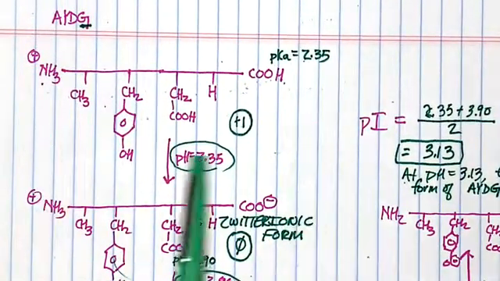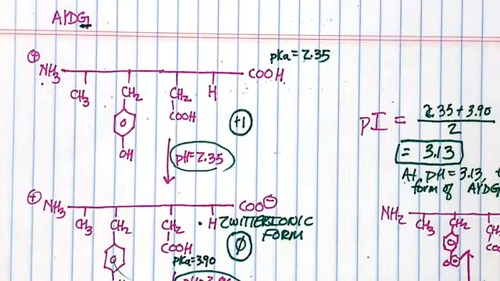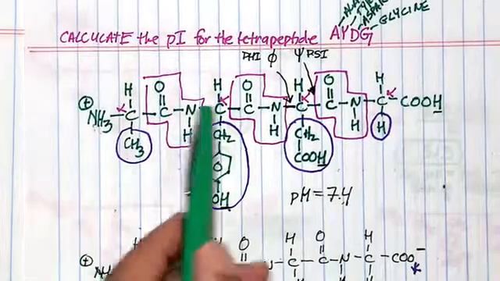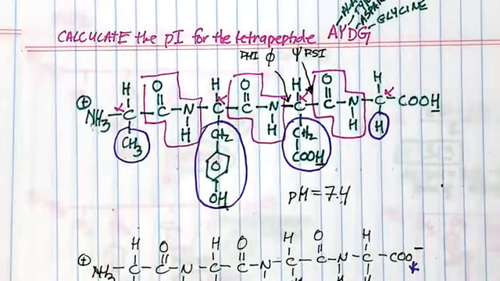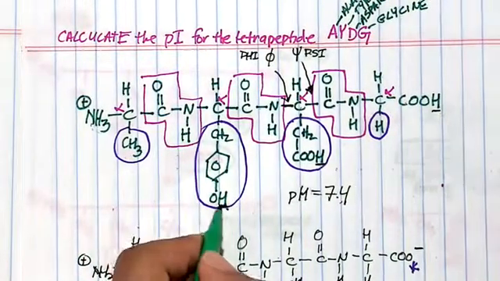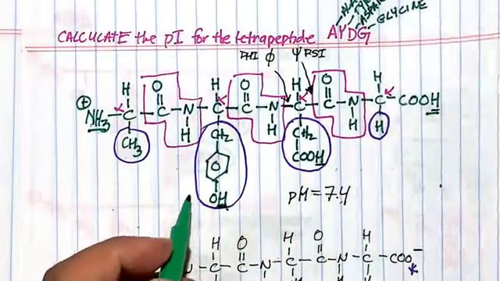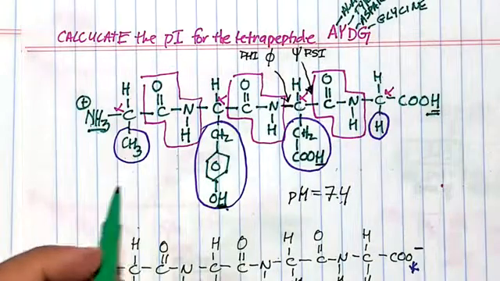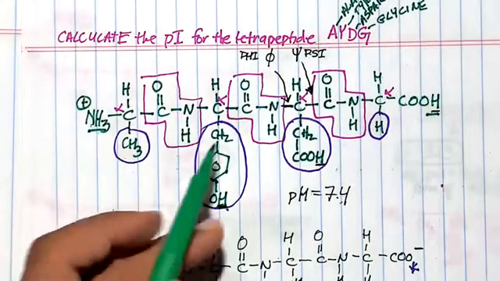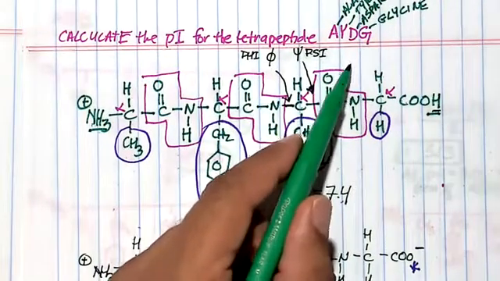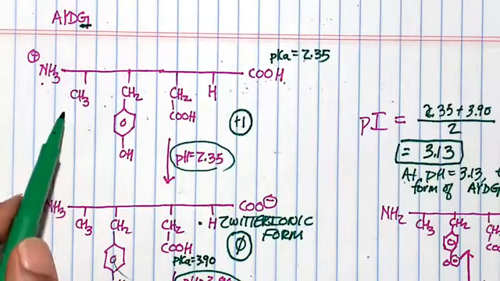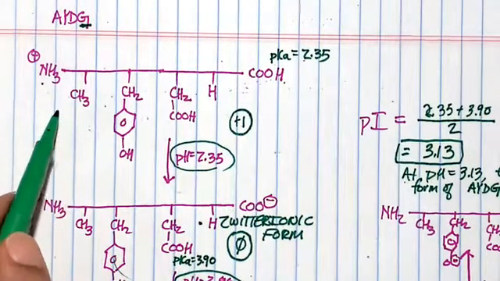Okay, so this is how you want to proceed in doing your PI calculations. Notice you start with the completely protonated form, and I avoided all of this mess. I avoided drawing all of this structure. I only concerned myself with drawing the alpha amino group, the alpha carboxylic acid, and any side chains. So if you're given a question on the exam where you're asked to calculate the PI of AYDG, just start from here.